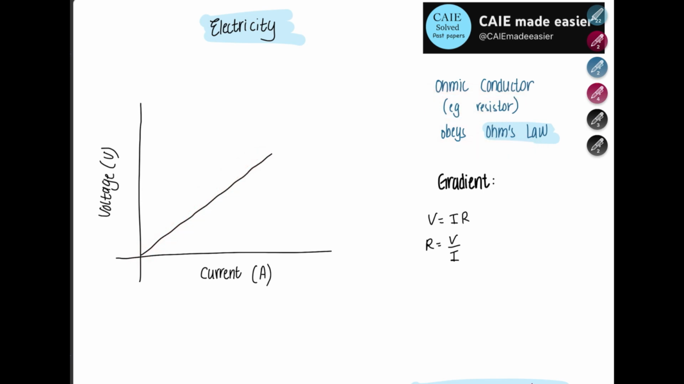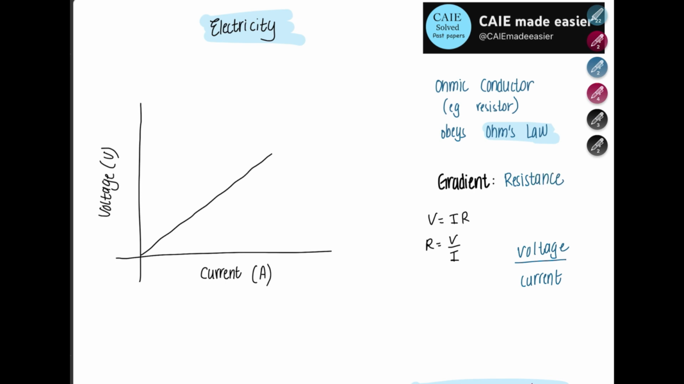What does the gradient represent in this line? So gradient is y over x. What is on the y-axis? We have voltage divided by current. If you look at this equation, voltage divided by current represents resistance. So in this graph, gradient represents resistance.